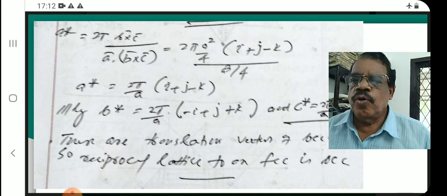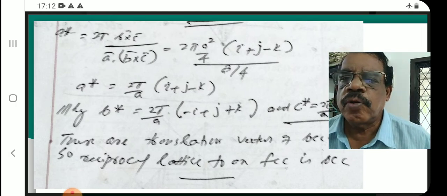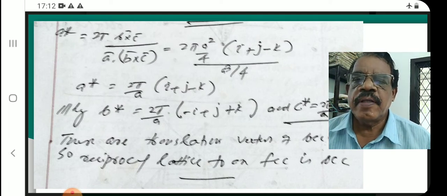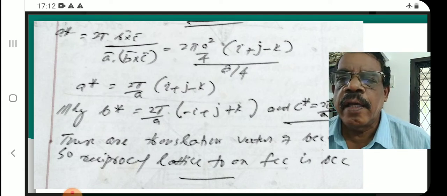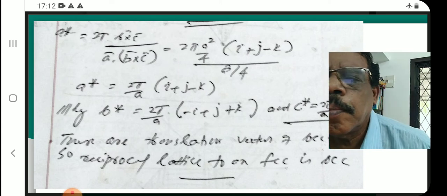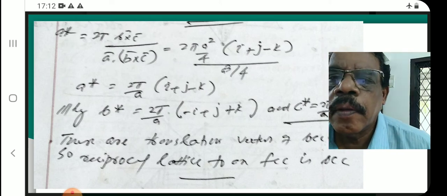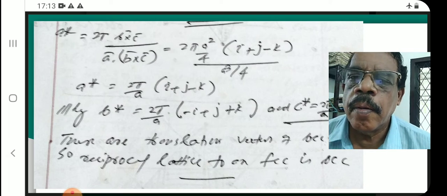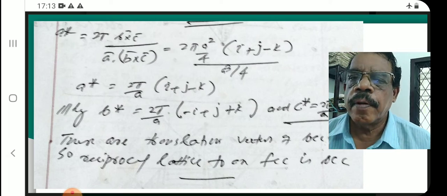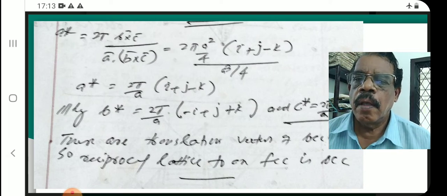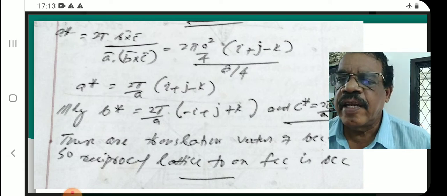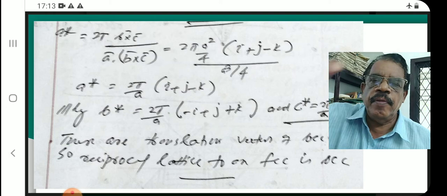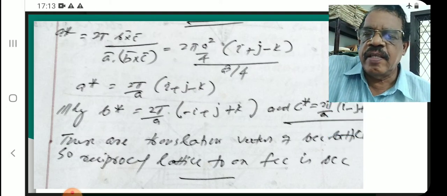Therefore, A star is 2 pi into B cross C by A dot B cross C, that is 2 pi into A square by 4 into I plus J minus K, by A cubed by 4. Some terms cancel, and we get A star is 2 pi by A into I plus J minus K. Similarly, we find the other vectors.